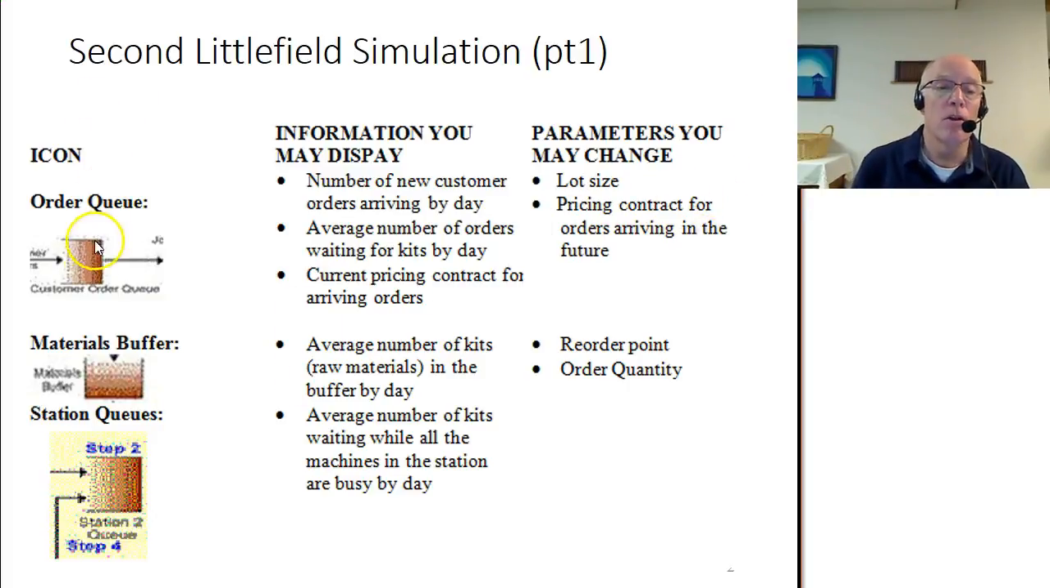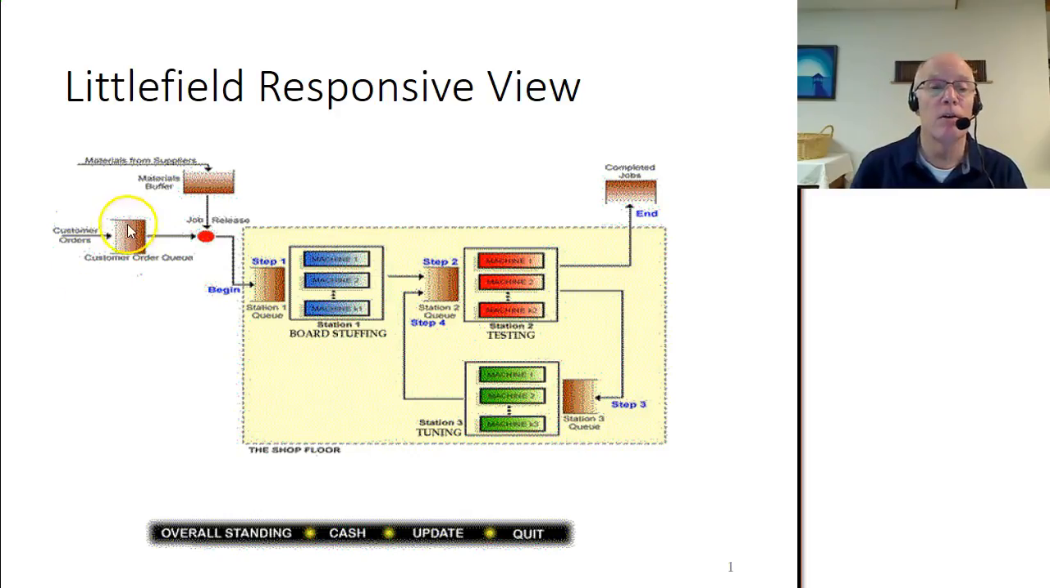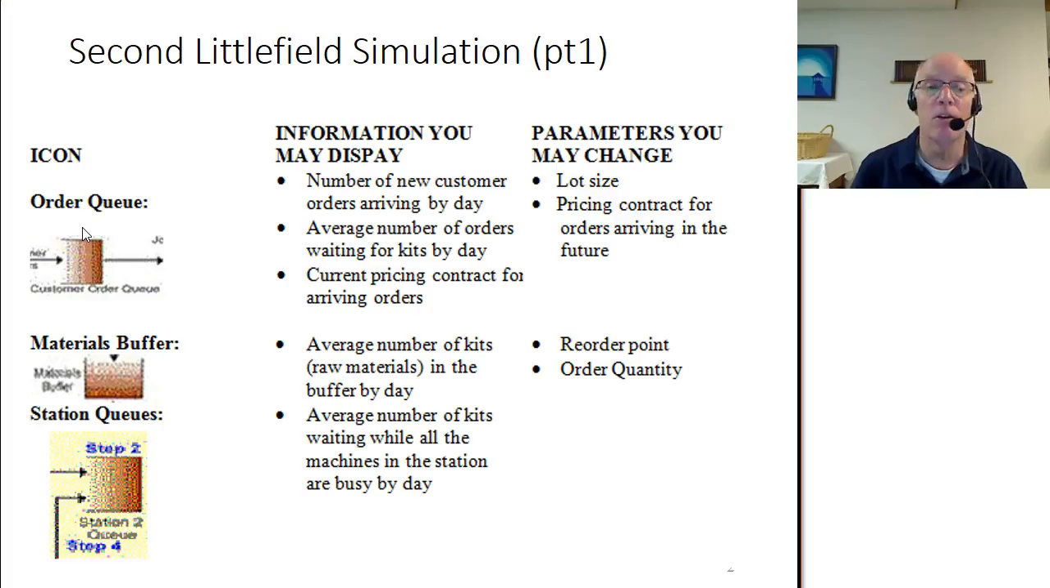Your order queue, the thing all the way on the left, will display the number of new orders arriving by day, the number of orders waiting for kits, in other words, waiting for raw material, and then the current pricing contract. The top one and the second one were the same as last time. The only difference is that in this version of the simulation, you get to control your material.